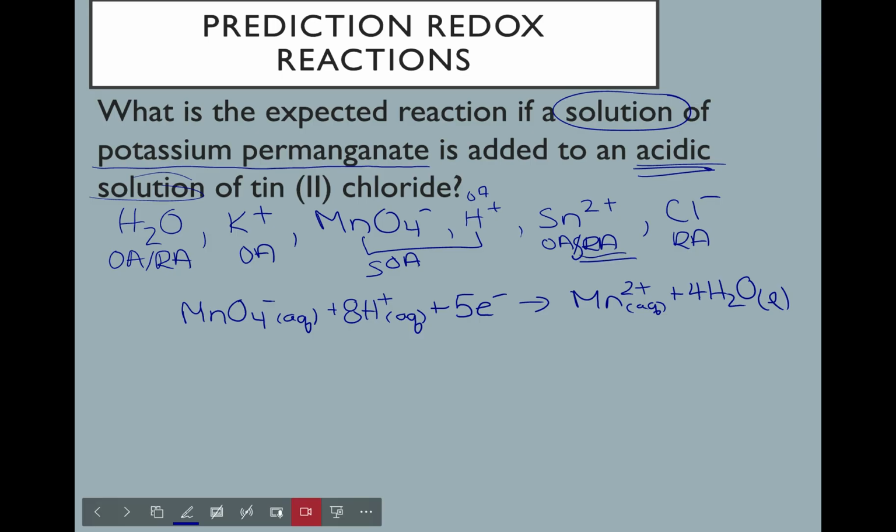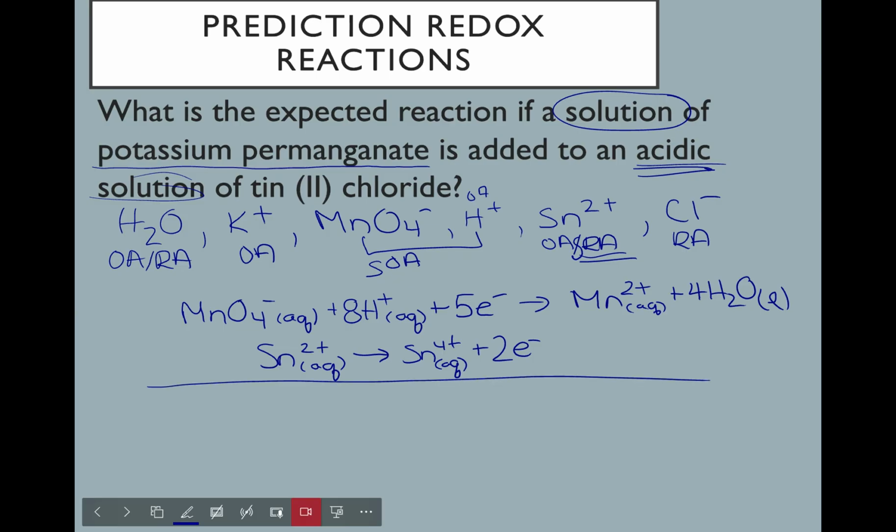Then I want to write down my oxidation reaction. So if you're looking at the reduction half reaction table, you're going to have to flip this reaction. So I'll have Sn2 positive as a reactant, giving me Sn4 positive plus 2 electrons. Okay. Now that I have my 2 half reactions, I can add this together once I've balanced my electrons.